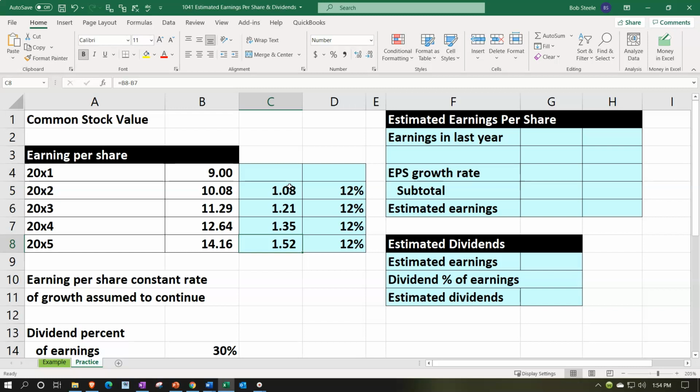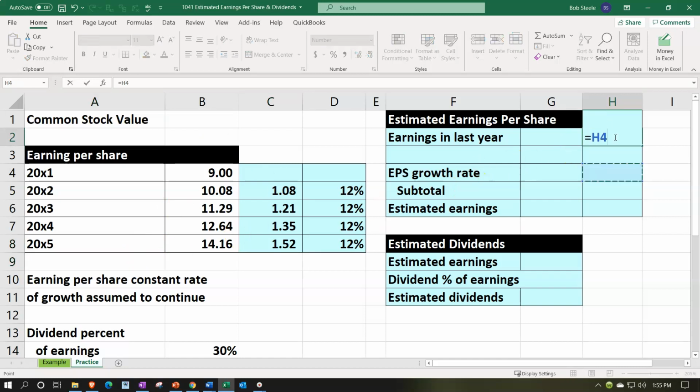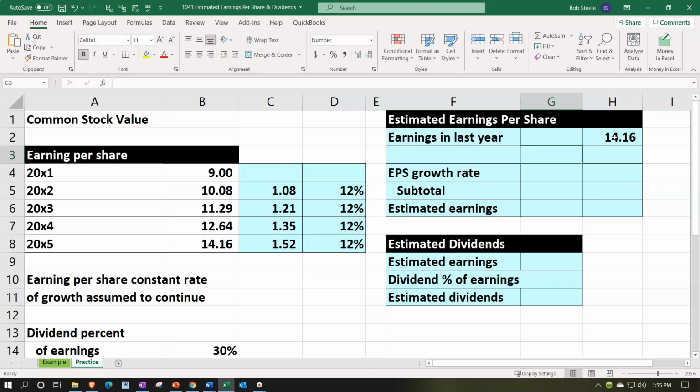Once we have that, then we could say, okay, do we expect that growth analysis trend to be happening in the future? If so, then we can project what we think is going to happen the next year by simply following this trend. Looking something like this, we could say the earnings per share last year is this 14.16. And then we've got this growth trend, which is 1 plus 12%. And I'll pick that up, making it a percent.